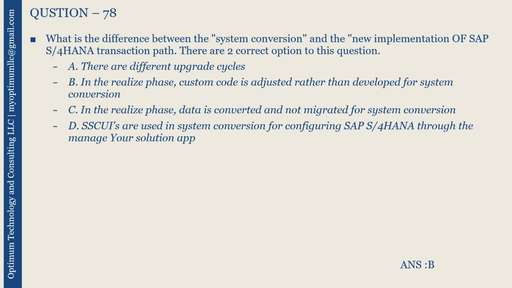Question 78. What is the difference between the system conversion and the new implementation of SAP S/4HANA transition path? There are two correct options to this question. A. There are different upgrade cycles. B. In the realize phase, custom code is adjusted rather than developed for system conversion. C. In the realize phase, data is converted and not migrated for system conversion. D. Squeeze are used in system conversion for configuring SAP S/4HANA through the Manage Your Solution app.